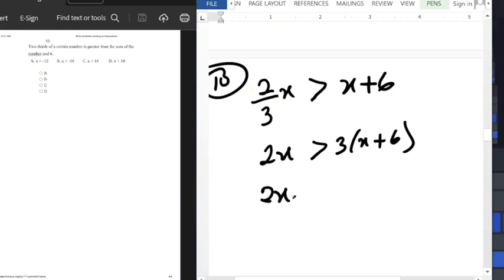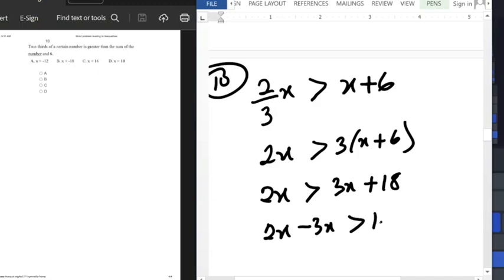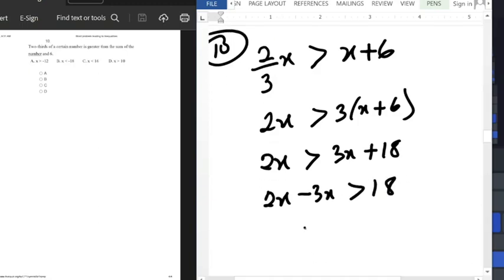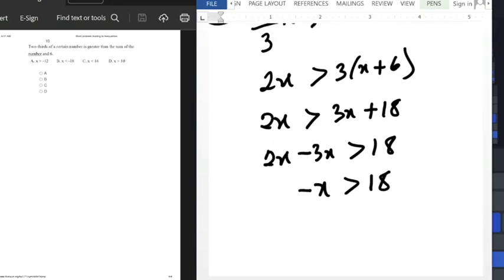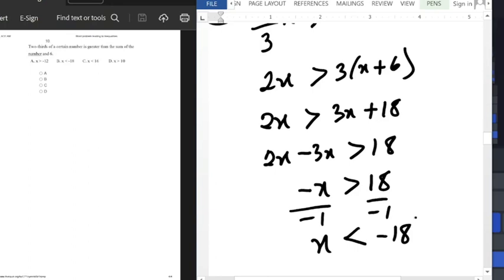And this is going to give us 2x greater than 3x plus 18. We can collect like terms: 2x minus 3x greater than 18. This will give us minus x greater than 18. So when we divide both sides by minus 1, the sign changes, so x is less than minus 18. That is option B. So that is that on this correction.